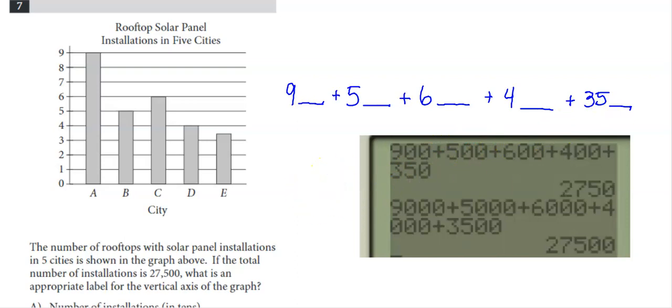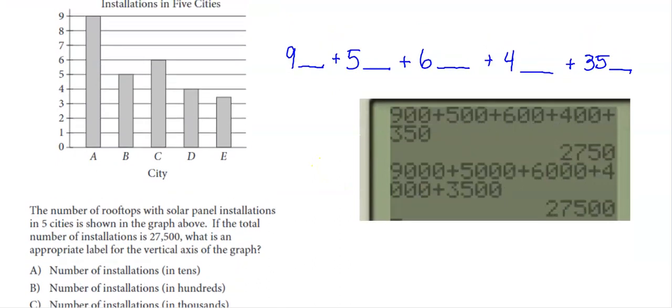But what I was trying to do is say, okay, well, I know I'm not going to be measuring in tens. I'm never going to get up to 27,500 if this is 90, 50, 60. There's no way I get that high. So I started with hundreds. If I put a 900, a 500, a 600, a 400, and then not 3.5 with 2 zeros, but 350, I don't get where I need to be. I don't get to 27,500. I'm significantly short of that.